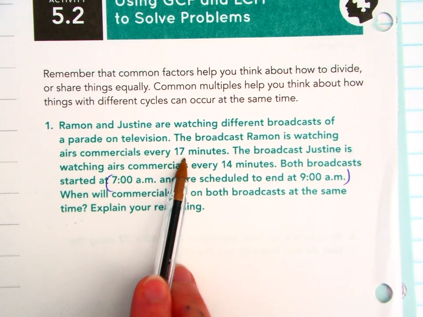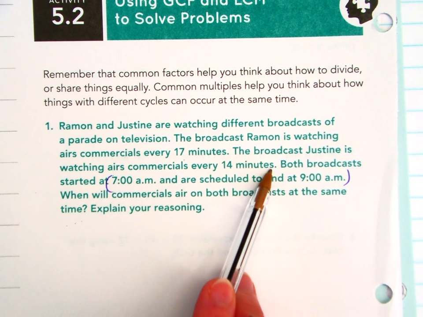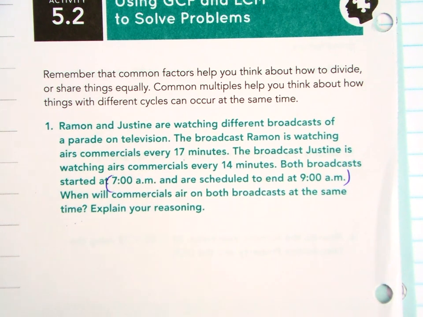This one happens every 17. This happens every 14. It's going to continue to happen. So you have to ask yourself, are you looking for common factors where we would chop up the minutes, or are we looking for common multiples where we're going to skip count the minutes? You should have said skip count. If you did, be very proud of your answer. Now here's the work I did for this one.